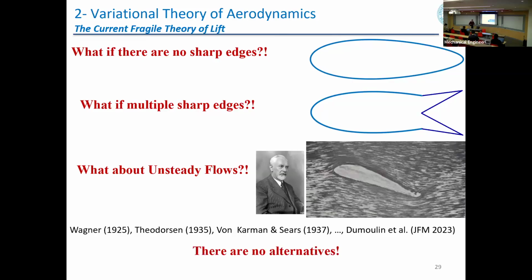So indeed, what we teach all over the world to our undergrads is a fragile theory. Whenever something changes in the shape of the wing or the flight condition, the theory collapses. You cannot compute lift.